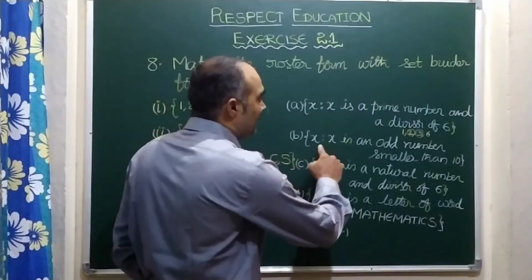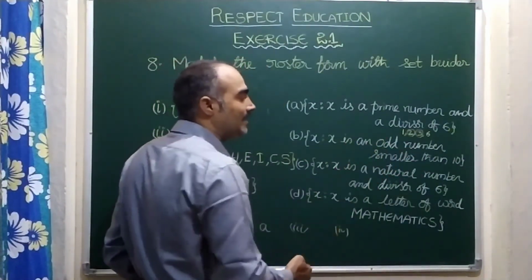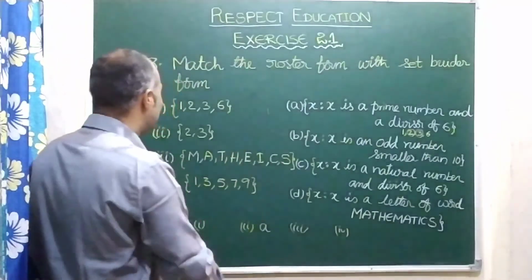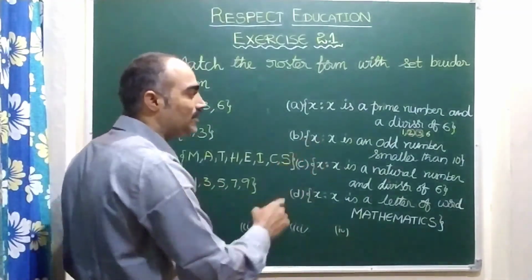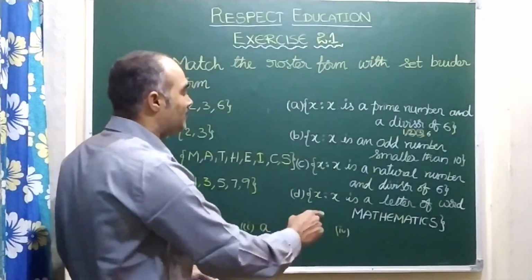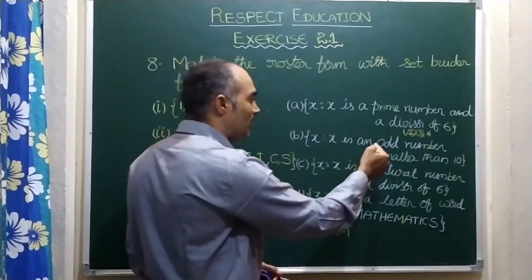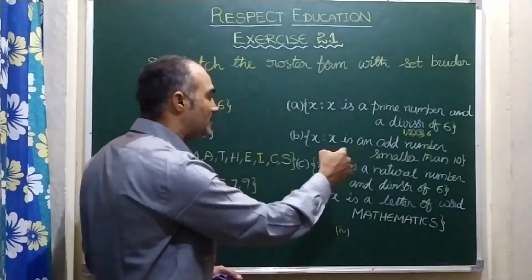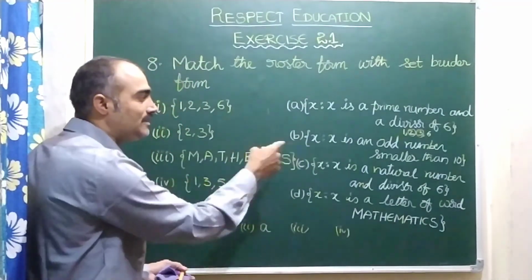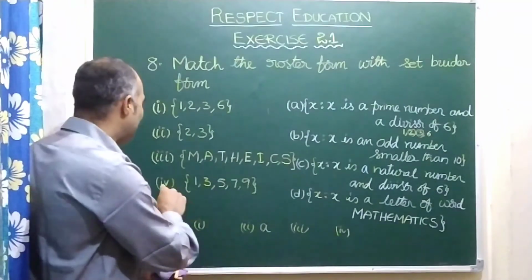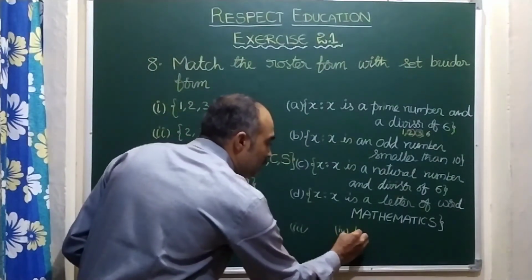Next one, x is an odd number smaller than 10. What are the odd numbers smaller than 10? See here in this list, you check once: 1, 3, 5, 7, 9. These are all odd numbers smaller than 10, right? Actually, in fact, it is to be asked as odd natural numbers. So odd natural numbers smaller than 10 are 1, 3, 5, 7, 9. So here we can write for the fourth one b is suitable.